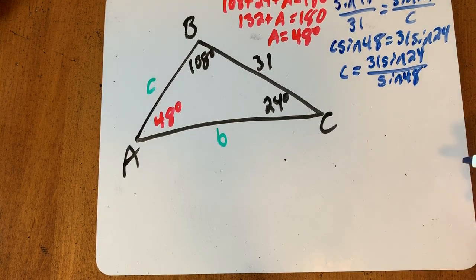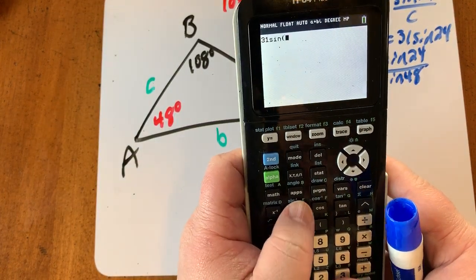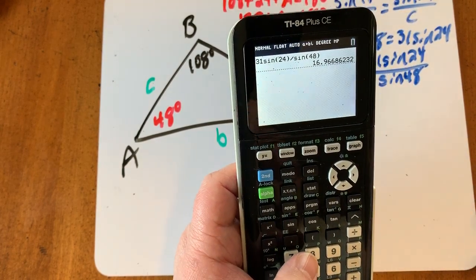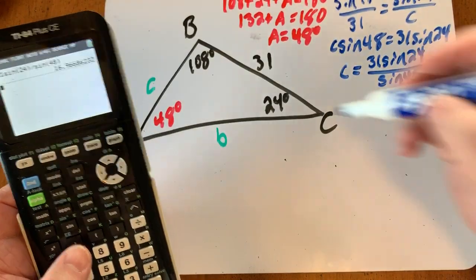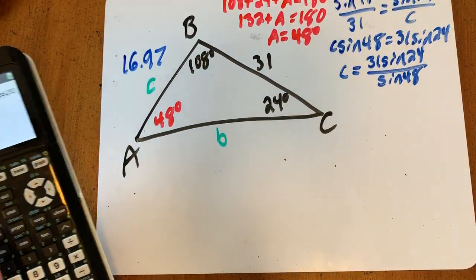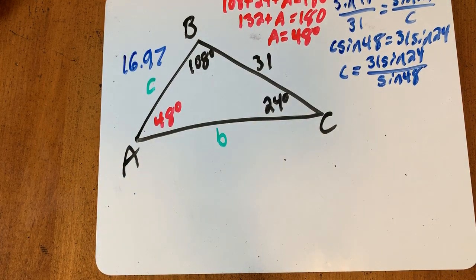Very important point I want to make. You cannot just divide those angles. That is not just sine of 1/2. So this would be the exact. And if we approximate that, 31 sine of 24 divided by sine of 48, we get 16.97. So that's C.